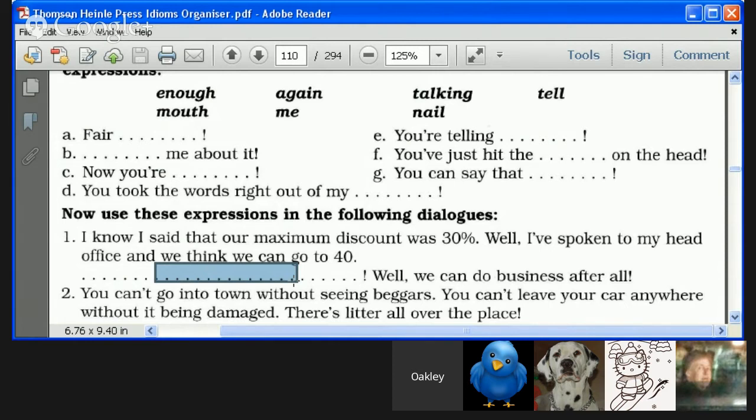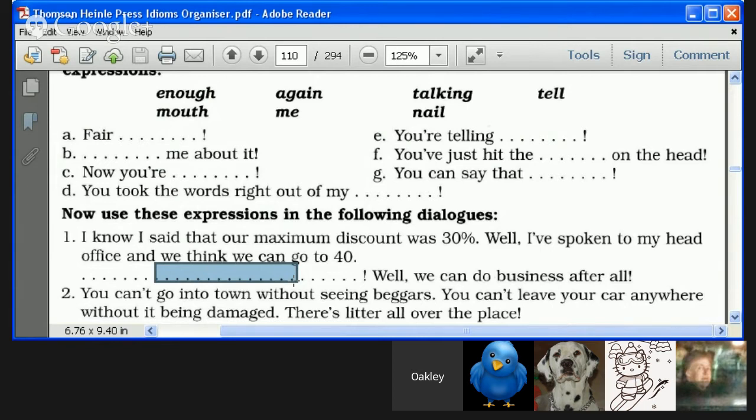If I say, "You've just hit the nail on the head," this was exactly the number I was looking for. We can do business after all. All right? It means that's exactly on target, the percentage discount that I wanted. Exactly. Right on target.